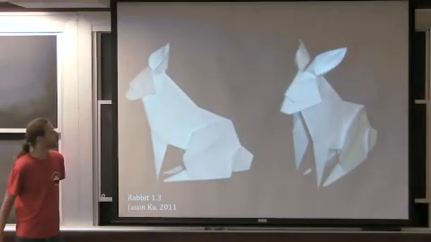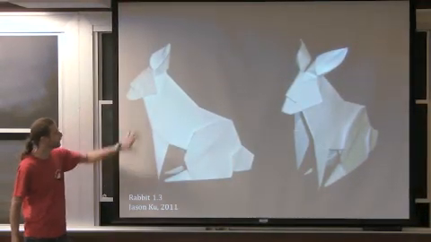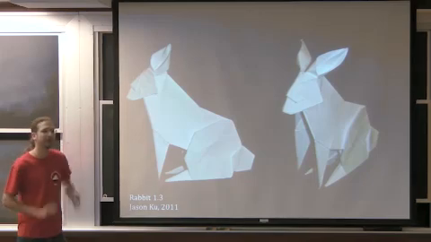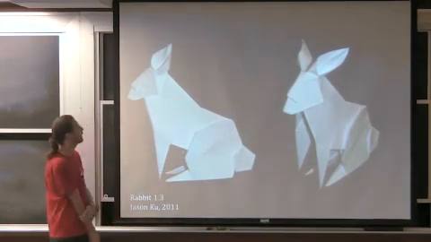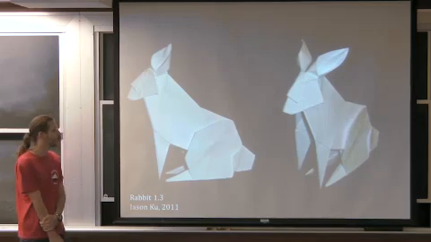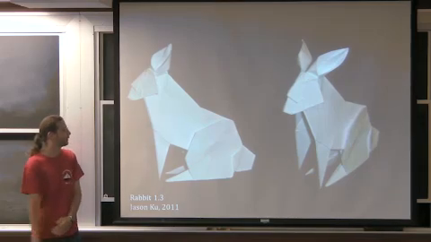We have a little rabbit. This is in the traditional style that he showed, where you've got sharp crease lines that really define the form. I assume that's what he was going for here.